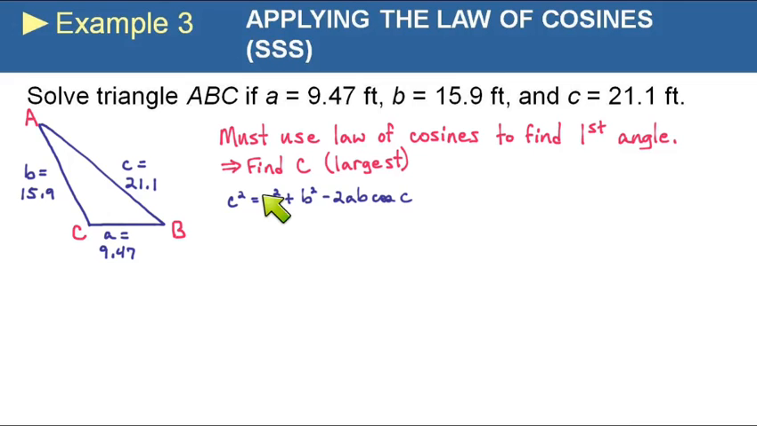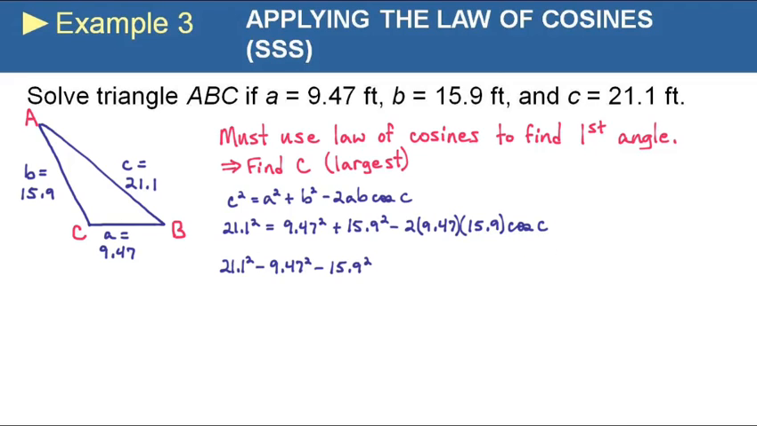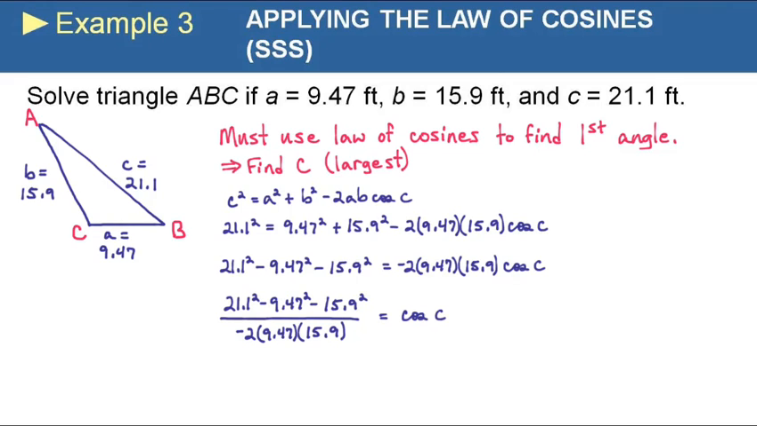Here is the law of cosines that contains the cosine of C, and we'll plug in the sides that we know. Okay, now let's solve this the same way you would solve an algebraic equation. Solve it for cosine C. So we'll subtract 9.47 squared from both sides, subtract 15.9 squared from both sides. Okay, now I have this coefficient times cosine C. I want to divide this away. So let's divide both sides by that number. And this value here is going to be the cosine of C.